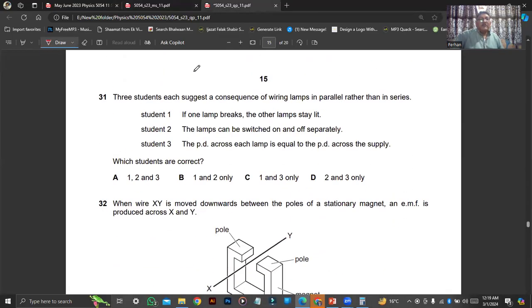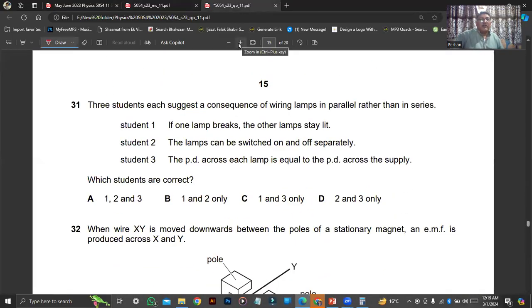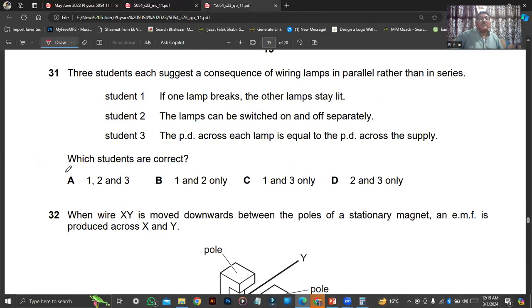Question number 31. Three students each suggest a consequence of wiring lamps in parallel rather than in series. When you connect the lamps in parallel, everyone will get the same voltage. Plus, you can switch them on and off separately. If one lamp breaks, obviously the other lamps will not be affected. If one lamp breaks, the other lamps stay lit.